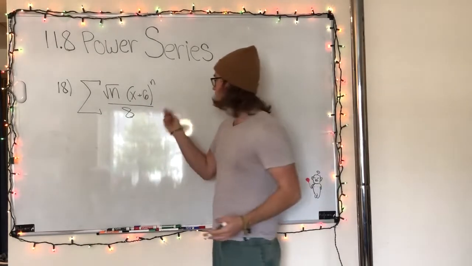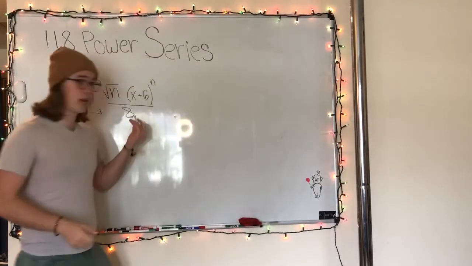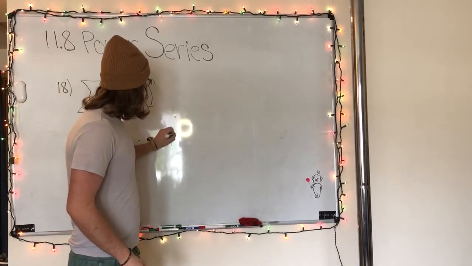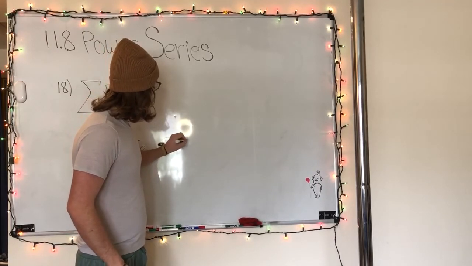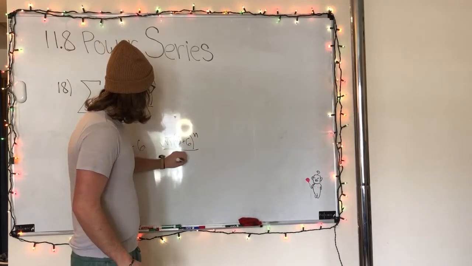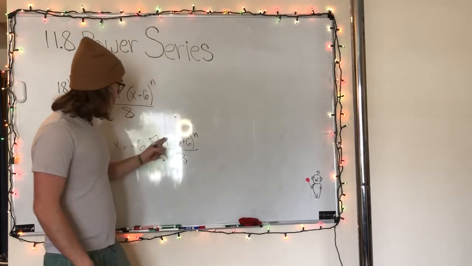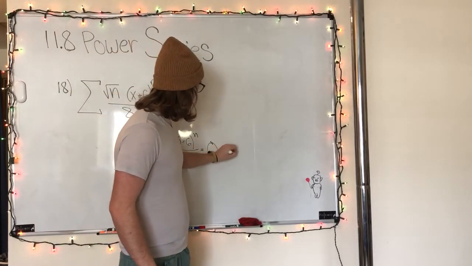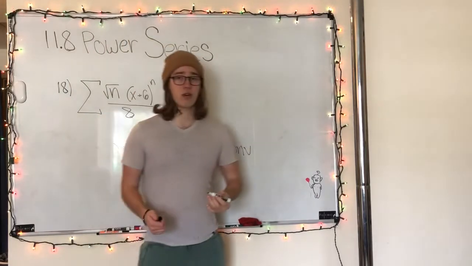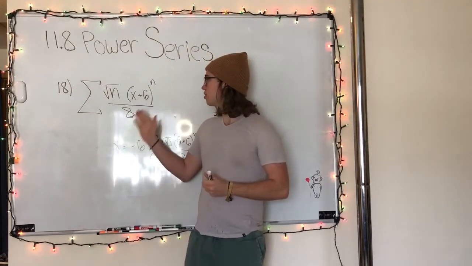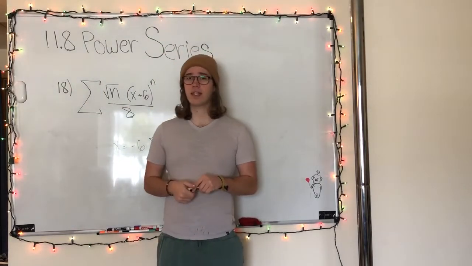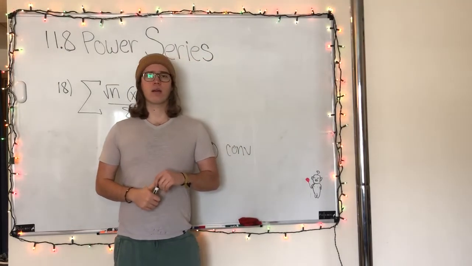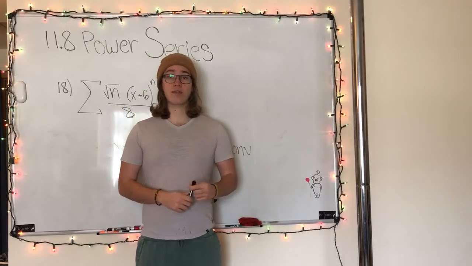It's at -6, right? Because if we plug in x equals -6, that is the sum of square root n times (-6 plus 6) to the n over 8. Well, -6 plus 6 equals 0, so then this just equals 0, and it converges. So for this question, it's only going to converge at -6, and it will have a radius of convergence of 0. And that is all I wanted to cover in today's video.